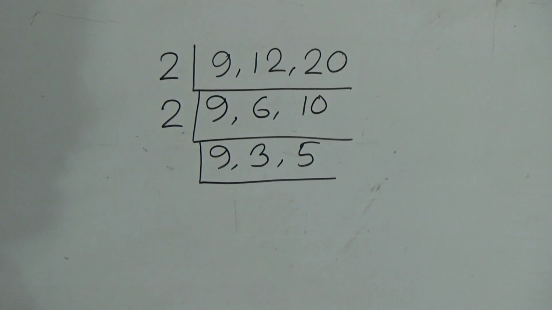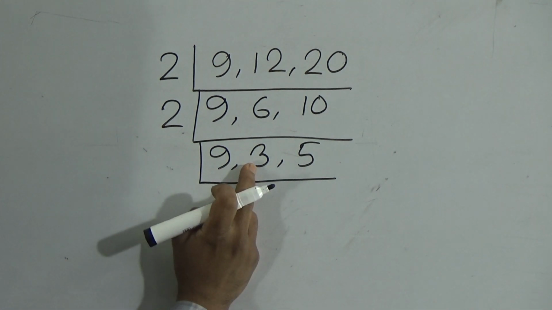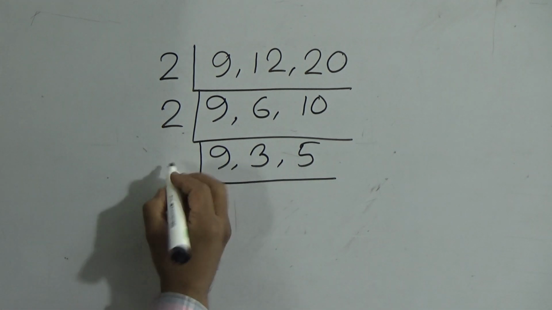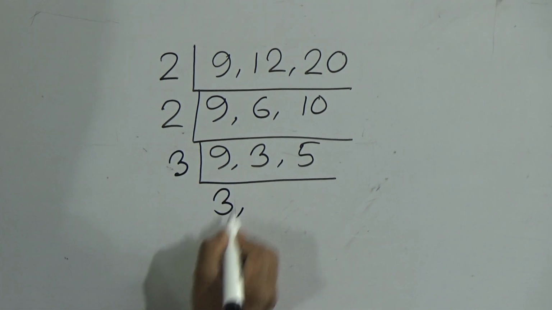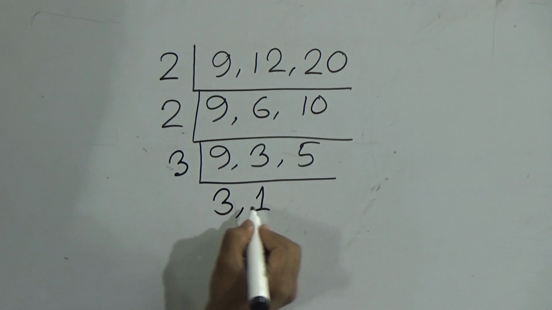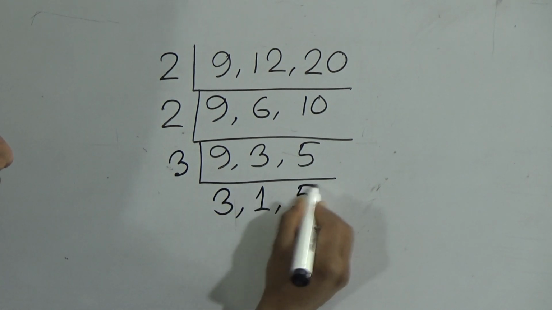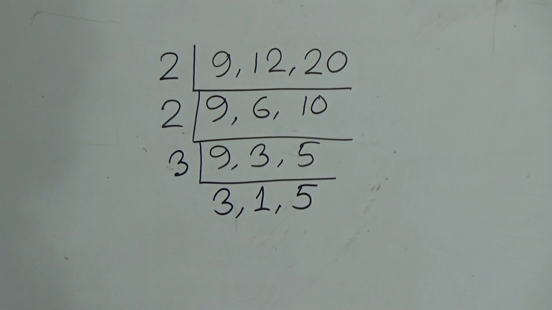Now check it by 3. If we divide 9 by 3, we can divide. Okay, if we divide 3 by 3, again we can divide. So take the prime number 3. 3 goes 3 times in 9 and 3 goes 1 time in 3, and 3 can't divide 5, so 5 will remain unchanged. Now what is our LCM?